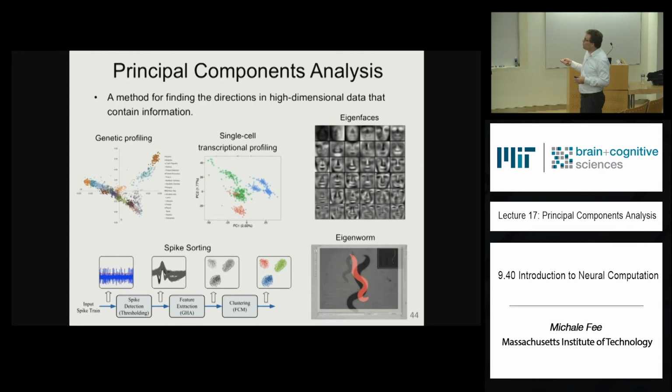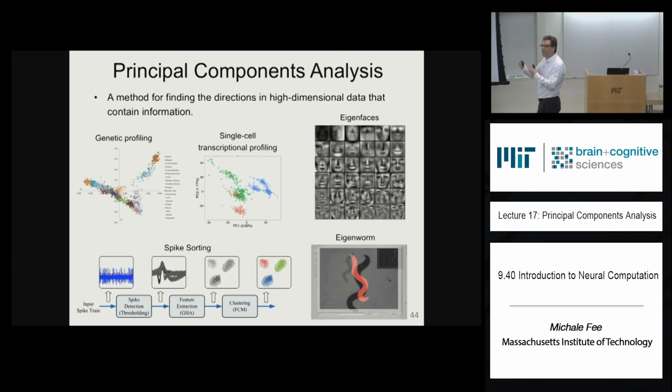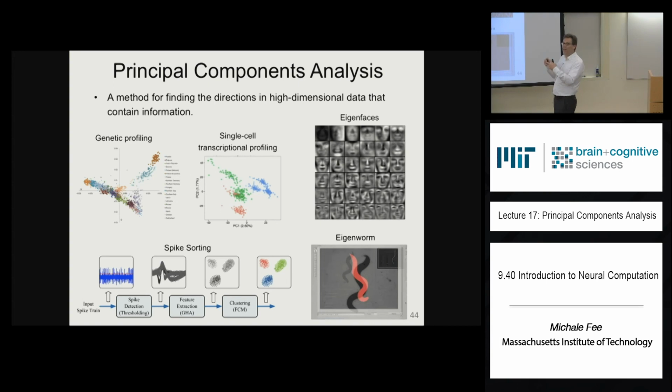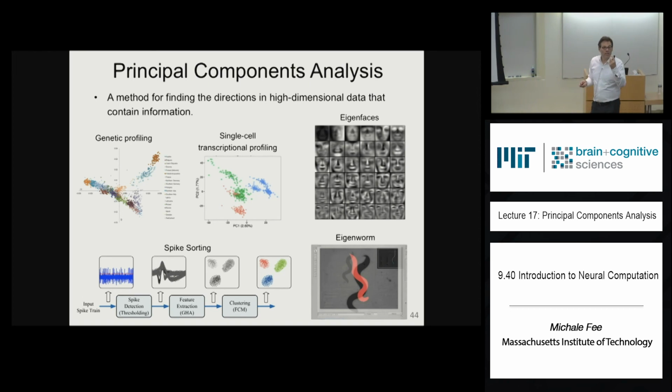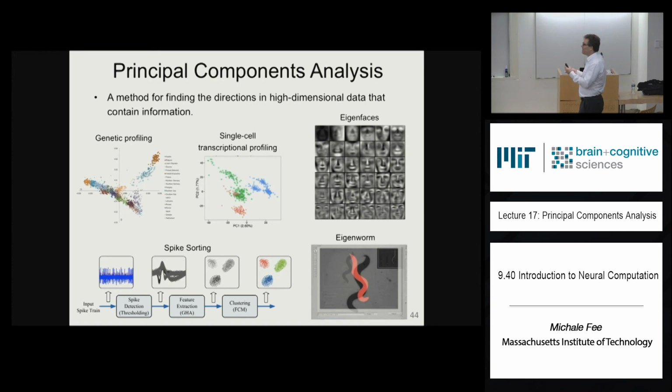Okay? You can do single cell profiling, so you can do the same thing in different cells within a tissue. So you look at RNA transcriptional profiling, you see what are the genes that are being expressed in individual cells.